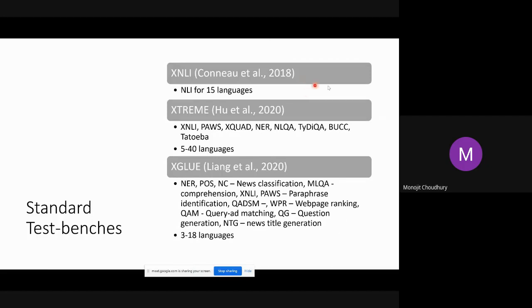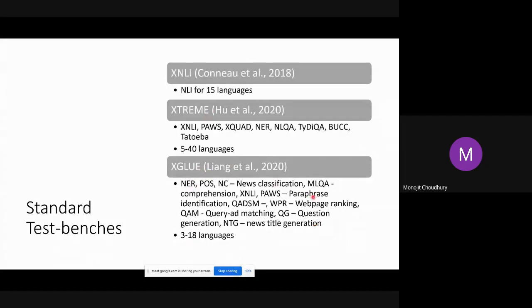Okay, so here are some data sets that are useful if you are trying to do research in this area. XNLI has an NLI dataset for 15 languages. XTREME, which came next, is the leaderboard that I just showed you. It's from Google. It has a lot more types of data sets. So it has question answering, which is XQuAD, named entity recognition, and so on. It has machine translation as well, like Tatoeba, and it has a very large number of languages also, between 5 and 40. XGLUE is from Microsoft. These are, by the way, all publicly available data sets.